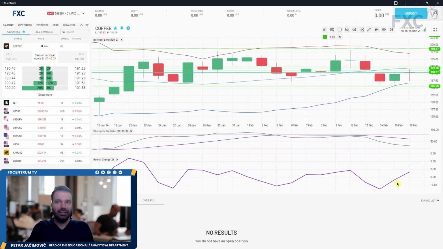The rate of change is sloping to the upside, and stochastic is sloping to the downside. So we really have indecision and potential for a breakout of this consolidation coil in the next period.